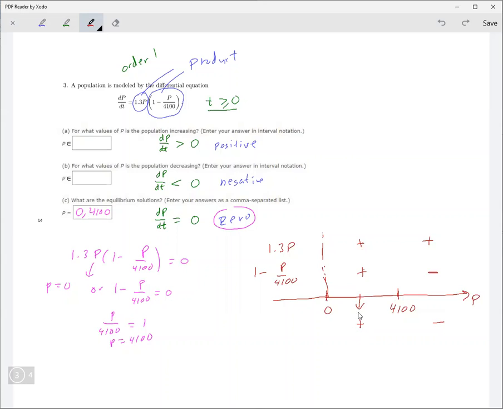Okay? And so this is the answer to the first one, because that's where dp dt is greater than 0. And here's where dp dt is less than 0, or negative, or where p is decreasing. So the derivative is negative, so p is decreasing. So that's 4100 to infinity. The population would be decreasing. Okay, so that's pretty much the answers to everything that they're asking for.